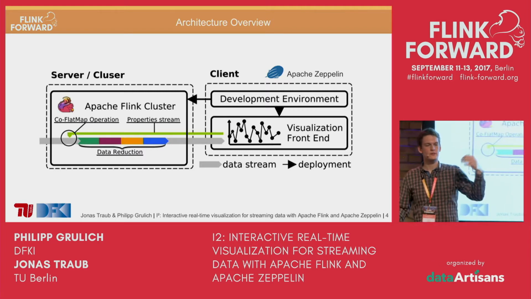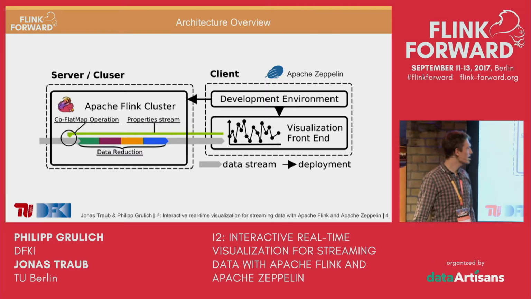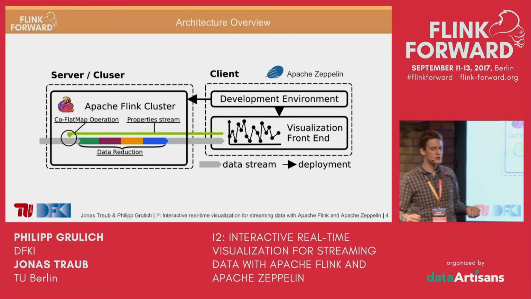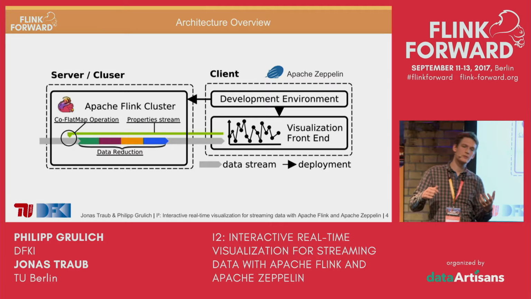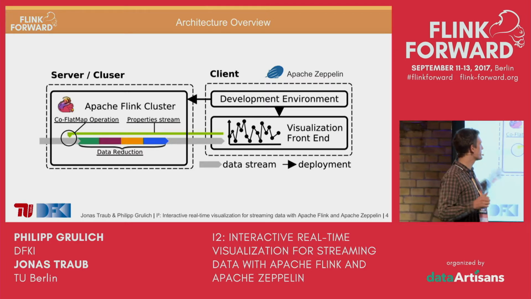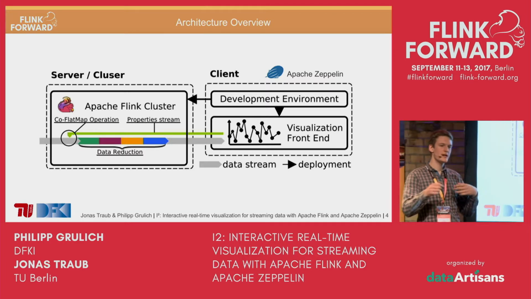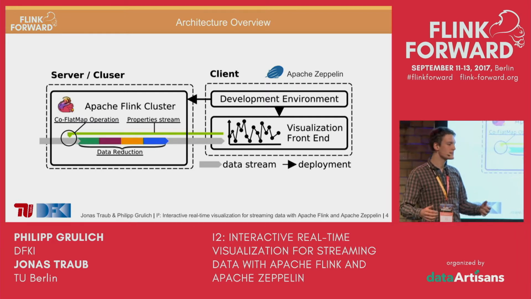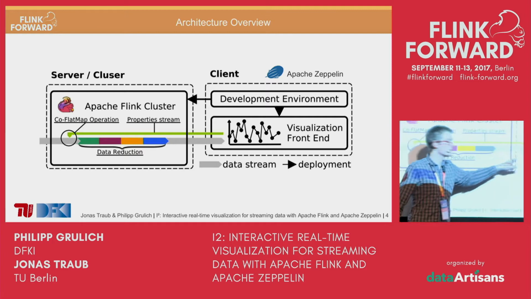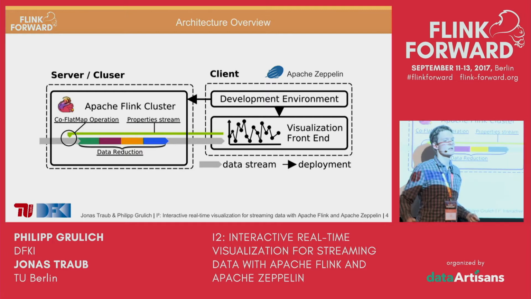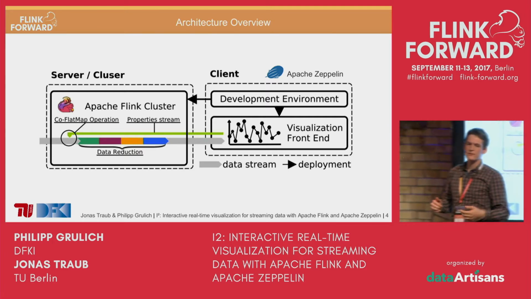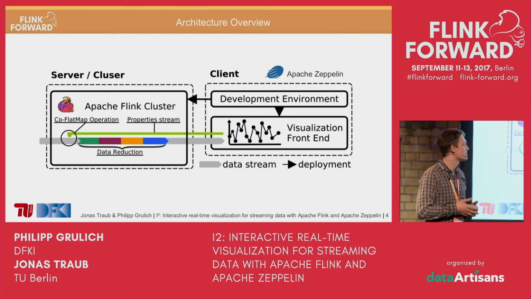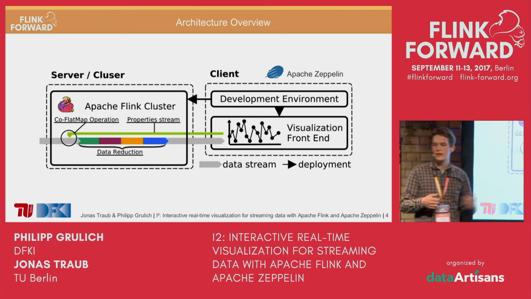where we send the properties or the setting changes you make at the front end. And then we use the co-flat map operation to merge the information about the properties with the actual data stream, and depending on what we have there, we can apply a data reduction, basically reducing the amount of data we have on this edge so that the UI stays responsive and you don't have to send too much data to your users, who actually watch the dashboard.